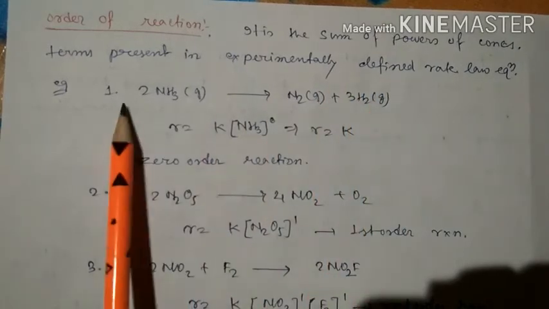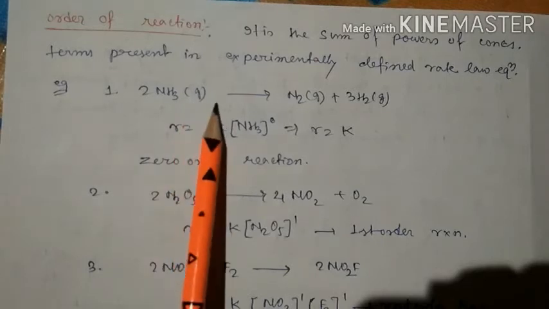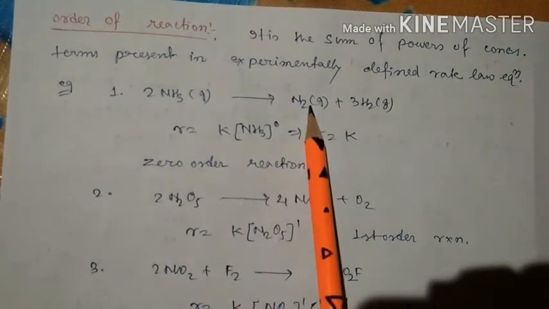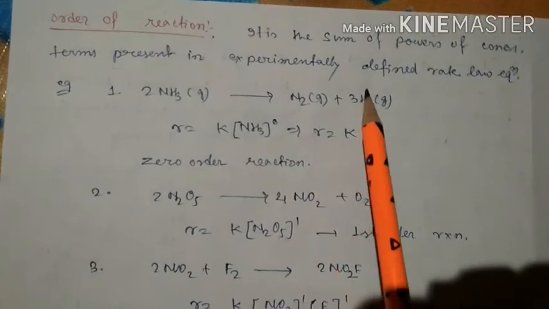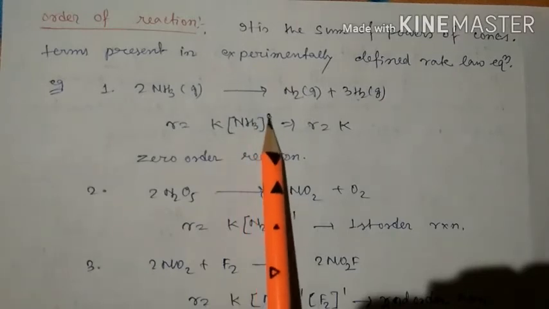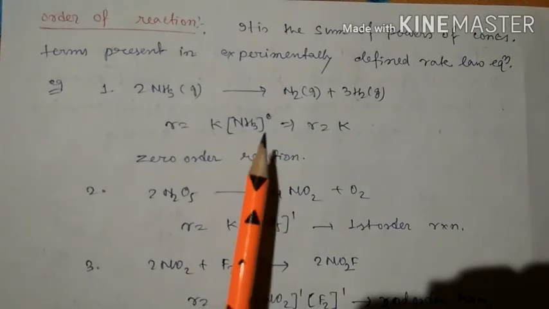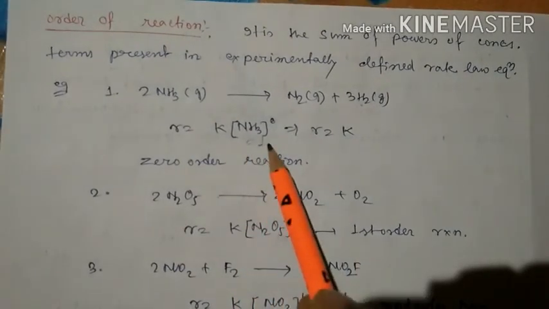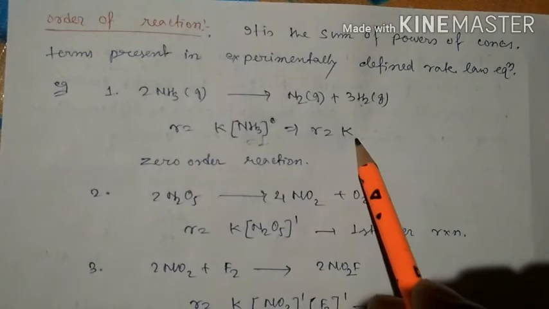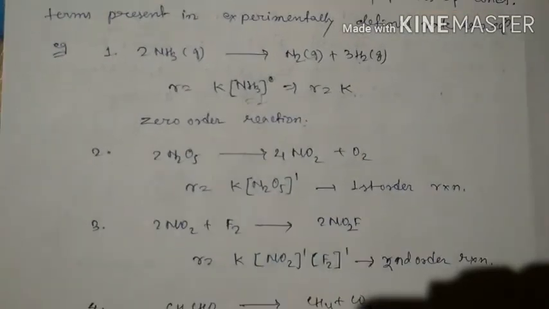Now, first let us take an example. When 2 moles of ammonia dissociate to form 1 mole of nitrogen gas and 3 moles of hydrogen gas, the reaction rate is given by K, concentration of NH3 to the power 0. That means R equals K, since anything with a power of 0 becomes 1. Then it is a 0 order reaction.